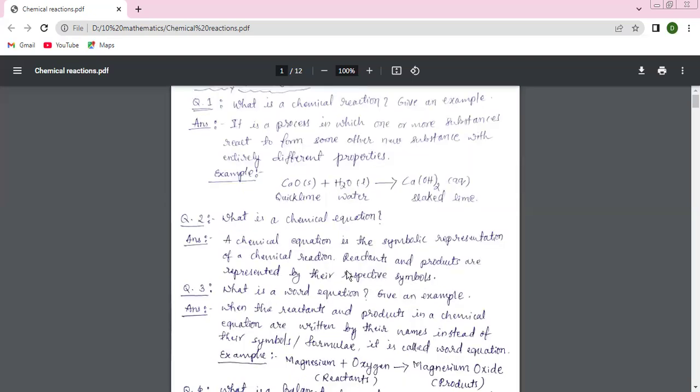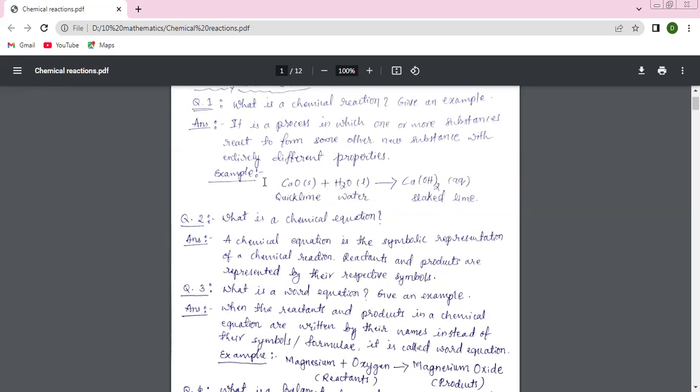Next, we'll see what is the second question. What is a chemical equation? A chemical equation is the symbolic representation of a chemical reaction, and the reactants and products are represented by their respective symbols. So for example, this is a reaction, and this reaction is shown in this way. It is a chemical equation.